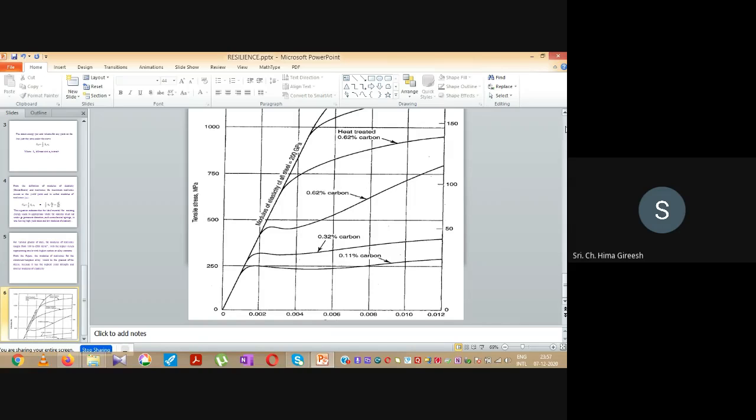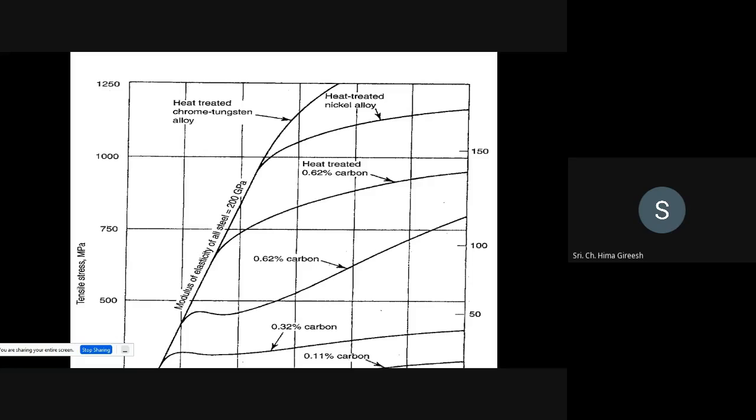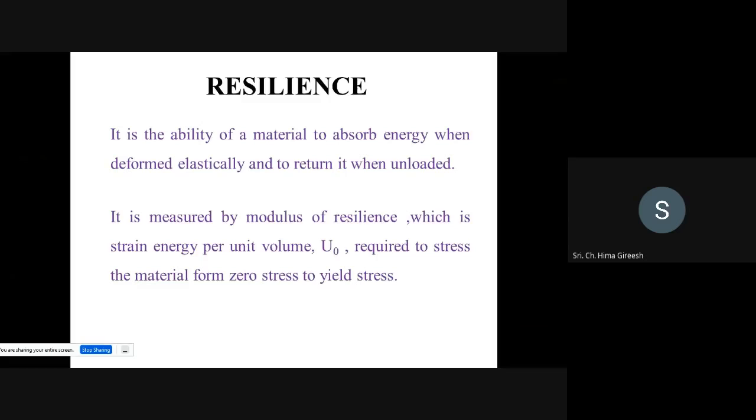So resilience is the ability of a material to absorb energy when deformed elastically and to return it when unloaded. Okay, this is resilience. So I want to stop here.